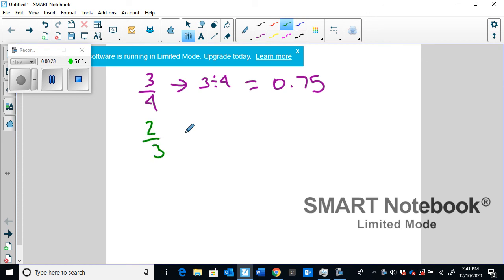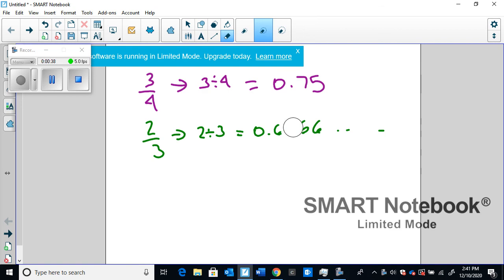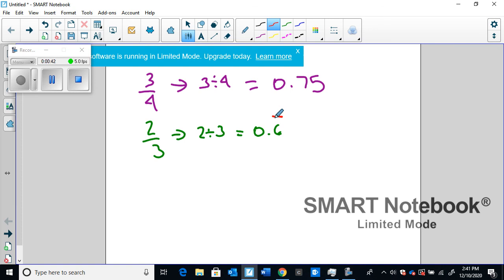But when I do 2 over 3, and I divide 2 divided by 3, I'm going to get 0.6666 repeating. Okay, and that 6 is going to repeat for eternity. All right, my calculator just can't show it to me. And so we have a hard time writing these types of fractions. And so what we end up doing is we put a little hat over whatever number we're repeating.